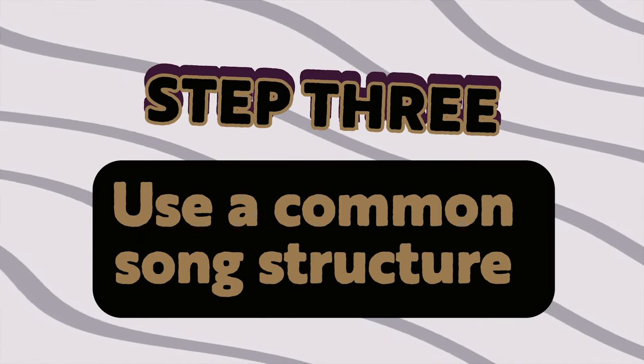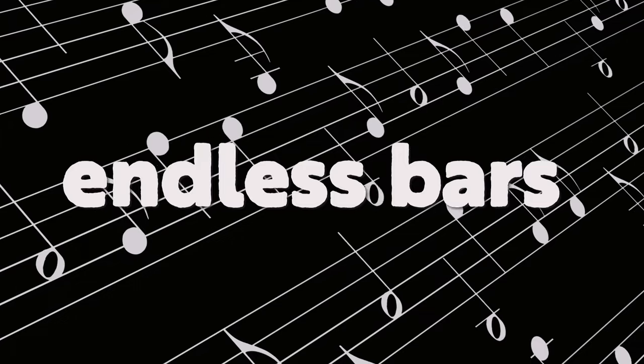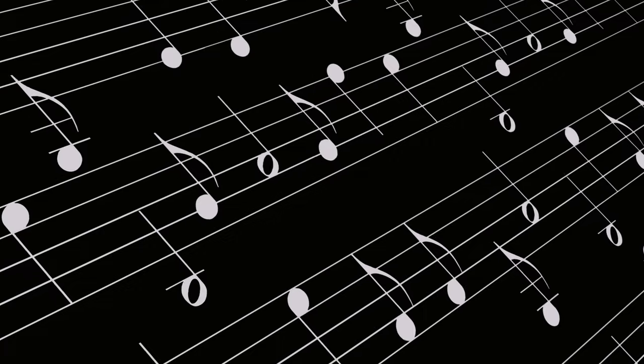Strategy number three is to use a common song structure. Song structures are great because they give you a map of how much you need to write and what goes where within your song to keep the listener interested, and to also add enough repetition and enough variety so that it sounds good as a whole. The other thing they're great for is that it shows you how much music you actually need to come up with. You don't need to write endless bars of music when you're writing a song, because they have to have quite a bit of repetition, right?